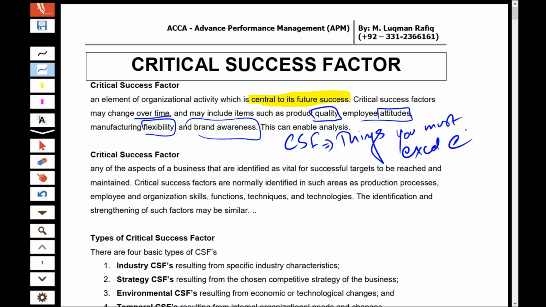Now, let's move a bit forward and talk about the sources of those critical success factors, or the different types of critical success factors.